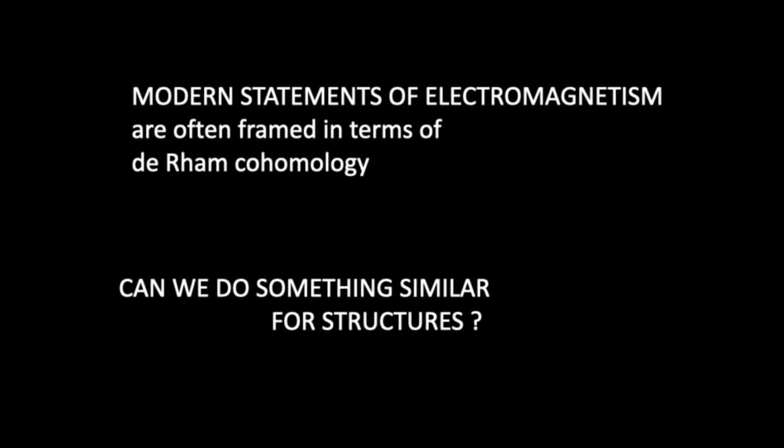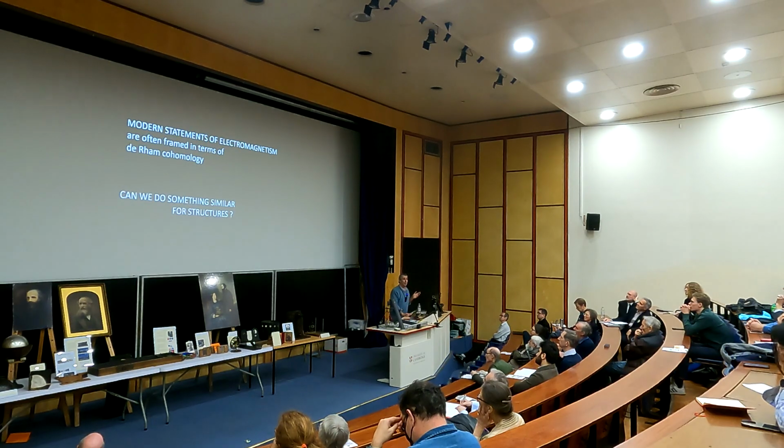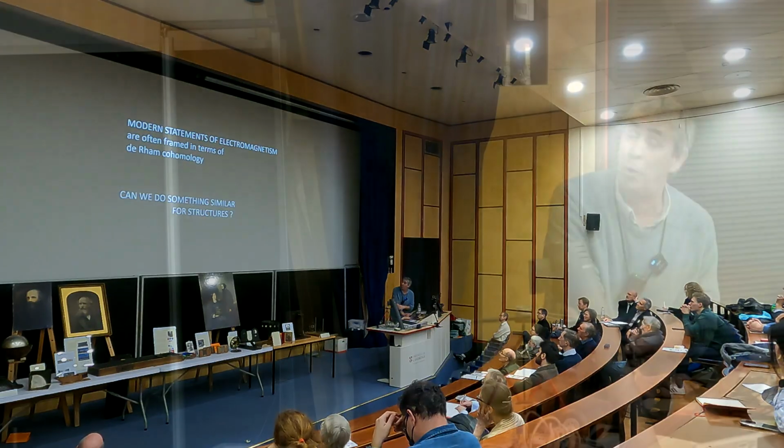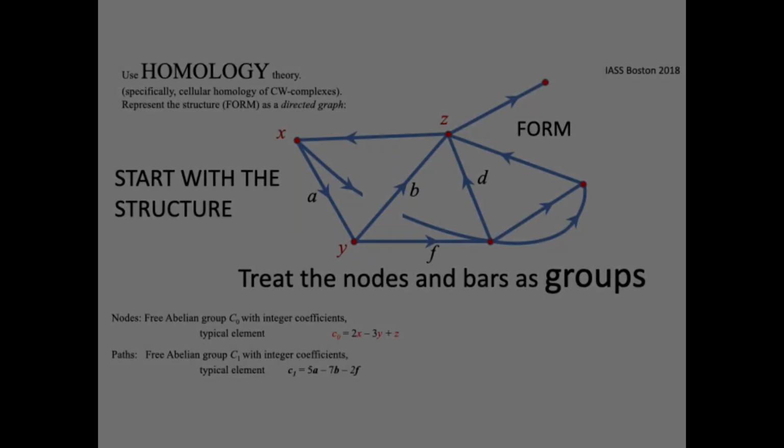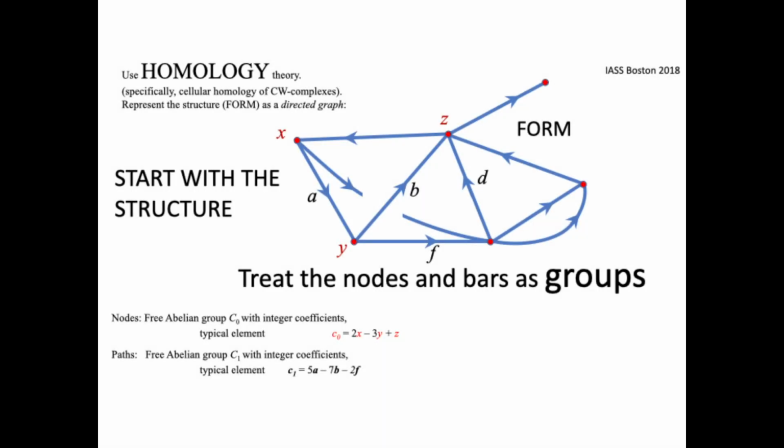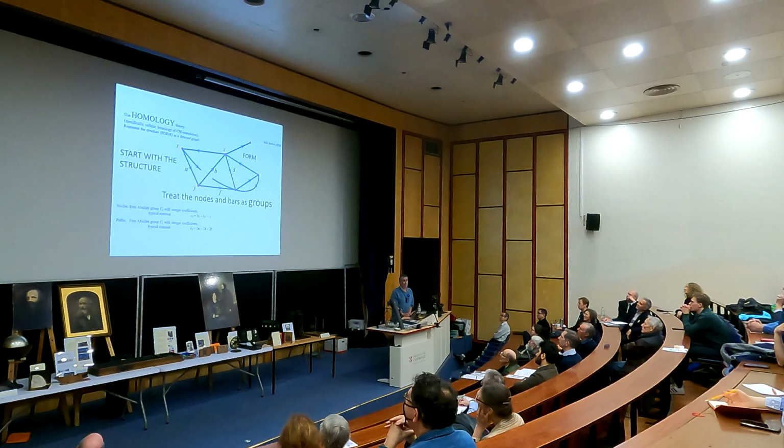Modern statements of electromagnetism are often framed in a very difficult form of mathematics from algebraic topology called de Rham cohomology. And I think that's how it's all done these days. So can you do something similar for structures? Well, I believe you can. And this is just a click through them. You try to do this hard math, and I'm really not very good at this. So if there are any cohomologists here, please see me afterwards, because I could do with some help on this.